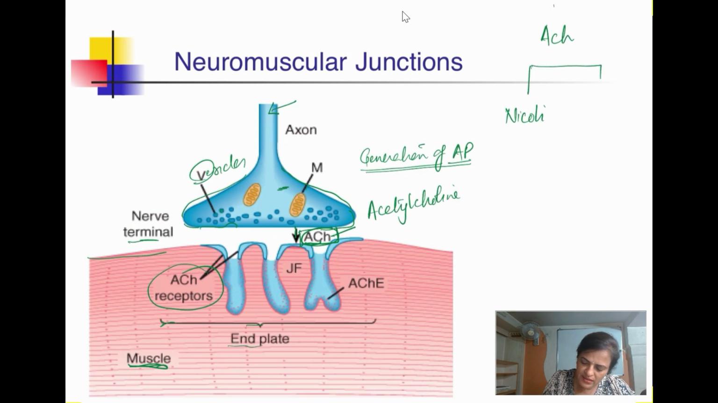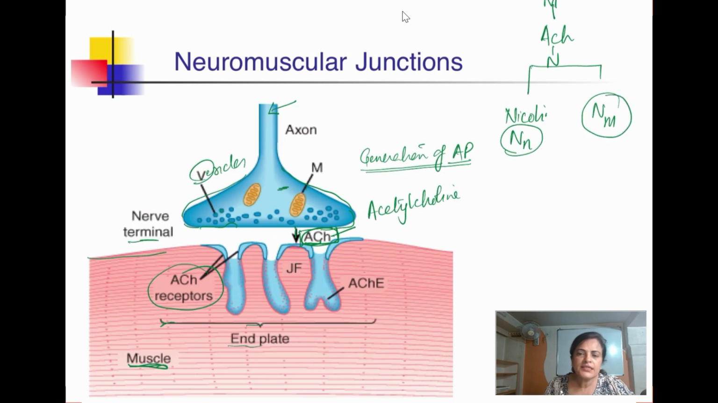One is nicotinic and another one is muscarinic. Muscarinic is further of three types, M1, M2, M3. Let's not discuss that in detail. Whereas nicotinic receptors are of two types, NN and NM. NN is present in the ganglion and NM is present in the neuromuscular junction.